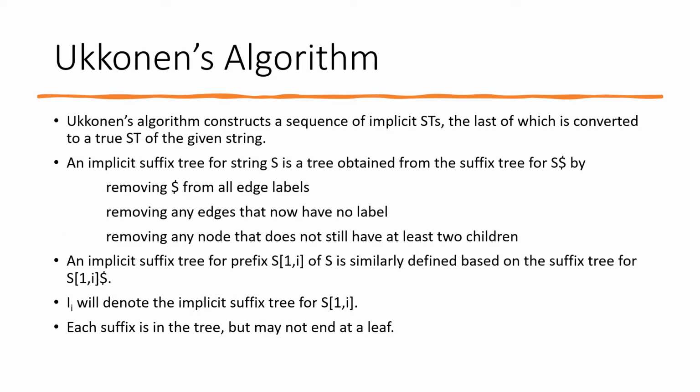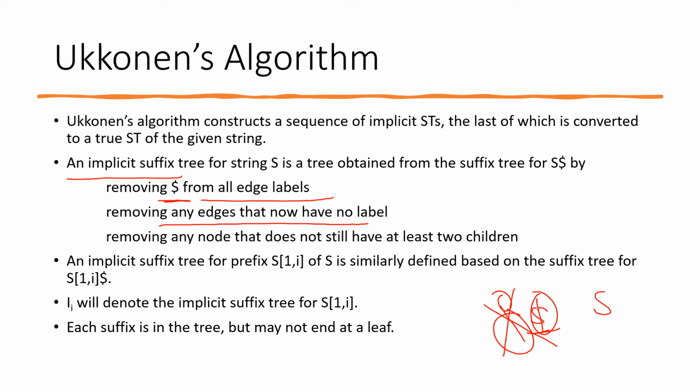This algorithm constructs a sequence of implicit suffix trees, the last of which is converted into a true suffix tree for a given string. So what is an implicit suffix tree? For a given suffix tree, we remove the terminating symbol from all the edge labels, and then we remove all the edges that don't have any label. If we remove the terminating symbol from one edge label, this edge will not have any label. Since we removed the terminating symbol, we can remove this edge also.